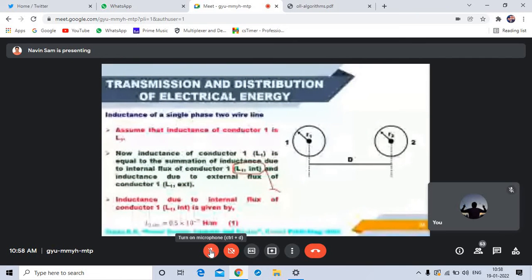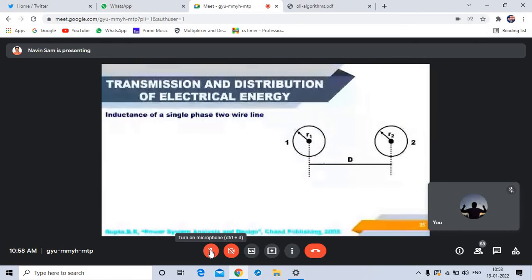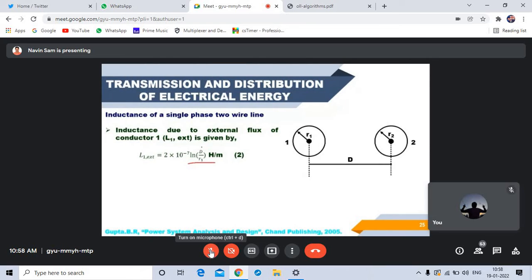Similarly, the inductance of conductor 1, that is L1, due to external flux. So external flux between 2 points. Here you can look at this: the fluxes between the two conductors that are separated by a distance d. Hence the inductance due to external flux of conductor 1, that is L1 external, can be written as 2 into 10 to the power of minus 7 ln d divided by R1. So this is an important thing.